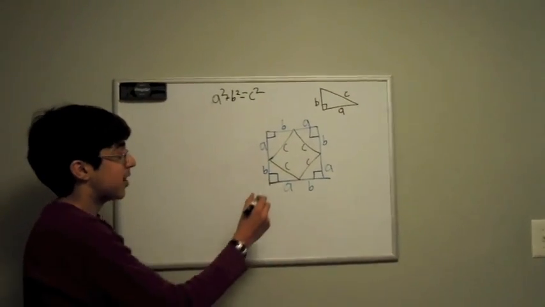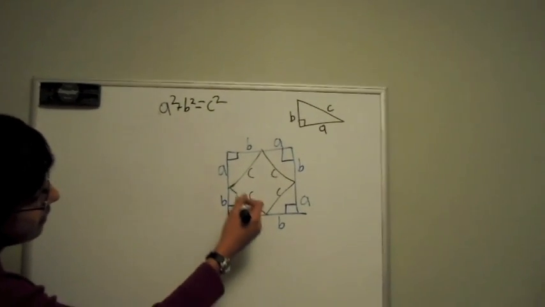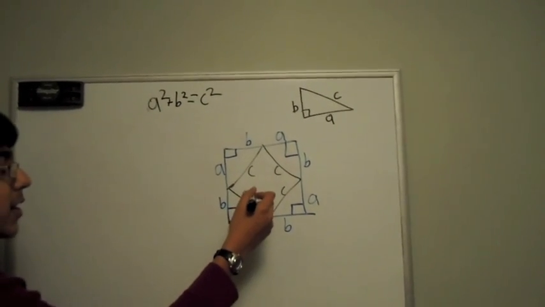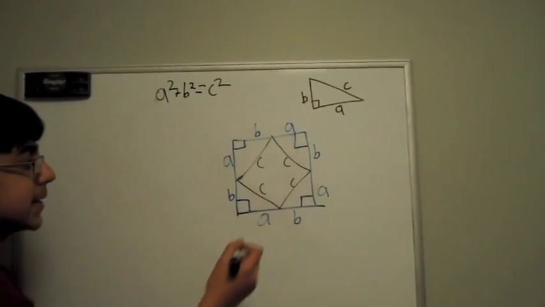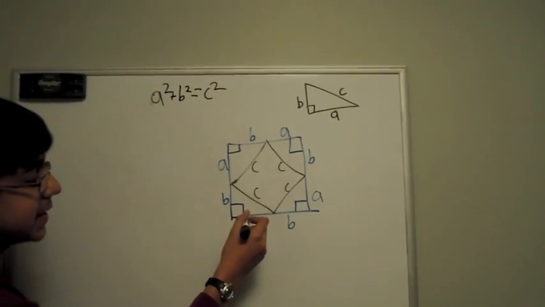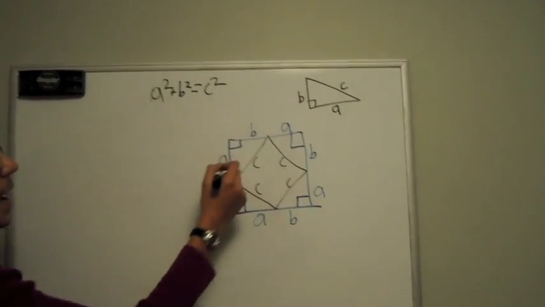In this one, I've drawn a square and drawn another quadrilateral inside the square. The quadrilateral has 4 congruent segments with length of c. On the outside, we've labeled the lengths of these segments a, b, a, b, a, b, and a, b.